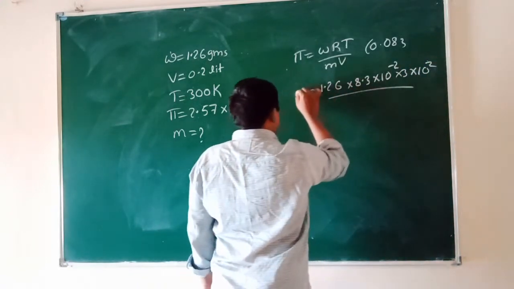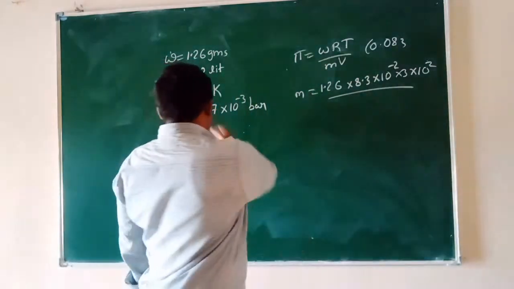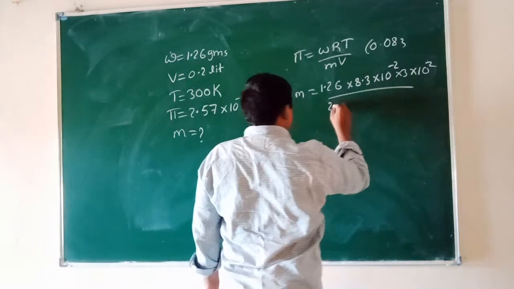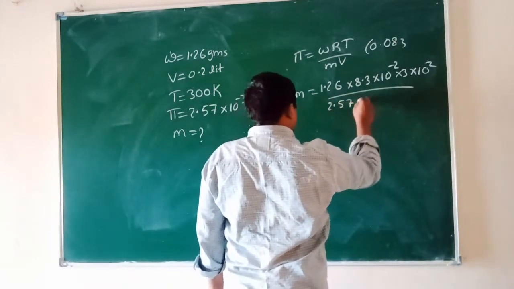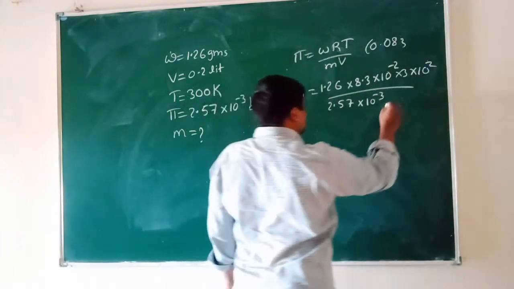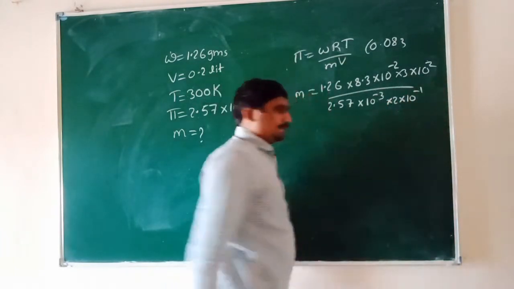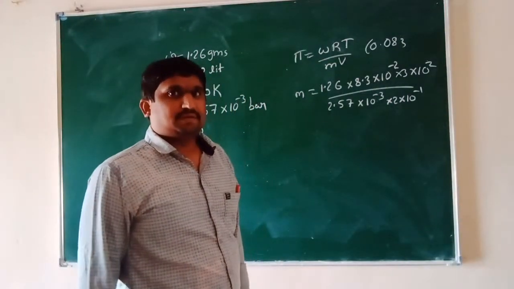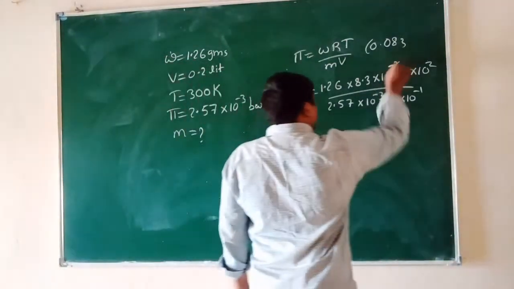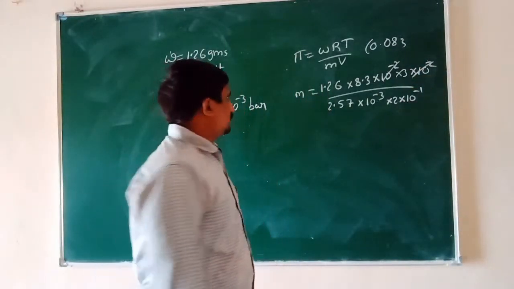Molecular weight we don't know; we have to find it out. Osmotic pressure given is 2.57 into 10 power minus 3. Volume of solution given is 0.2 liters, which we can write as 2 into 10 power minus 1. So minus 2 and plus 2 both cancel.